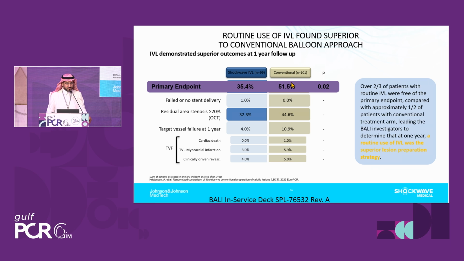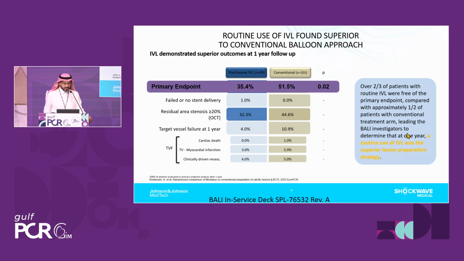in the conventional group, who have a positive primary endpoint. If you notice, it's mainly not the failure of the stent delivery. It is the residual area stenosis, more than 20% by OCT. It is significantly higher in the conventional group. The target vessel failure is lower in the IVL group, as well as all the other numbers of the target vessel failure.